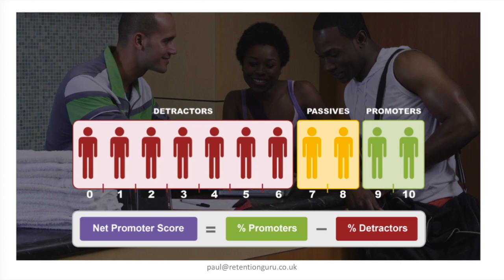Net Promoter Score here is a really, really good way of capturing information from people. I love the Net Promoter Score. Obviously 0 to 10. Not sure why some people are using 1 to 10, but it's 0 to 10. 0 to 6 are your detractors. Obviously 7s and 8s are your passives, and 9s and 10s are your promoters.